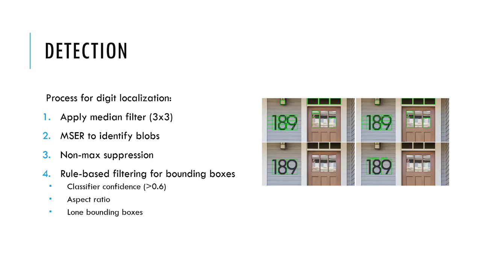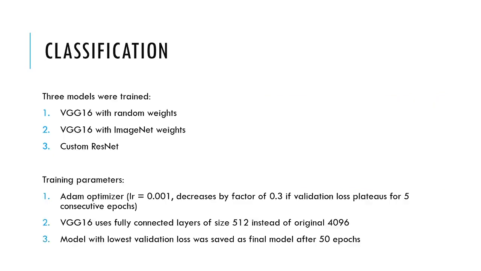And then lastly, we apply a rule-based filtering method for finding the digits, which comprises the classifier confidence, the aspect ratio, as well as whether they are near any other bounding boxes. For classification, 3 models were trained: VGG with randomly initialized weights, VGG16 with ImageNet weights, and a custom ResNet model.